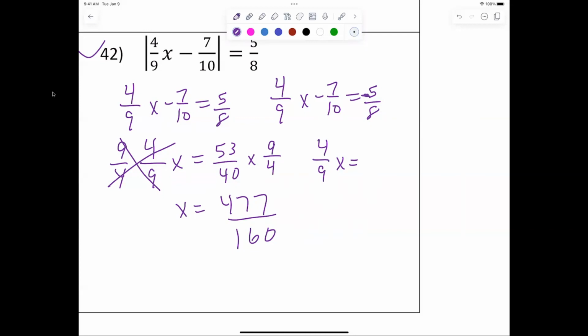Nobody? -5/8 plus 7/10. What is it? 3/40. Now you multiply by the reciprocal, 9/4. So help me with that. 27 over 160.